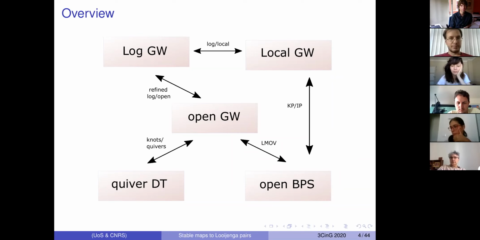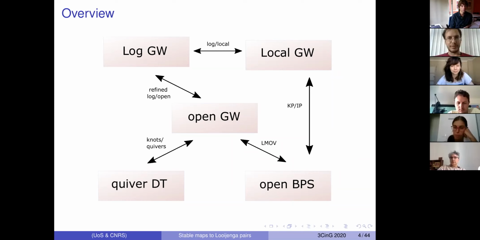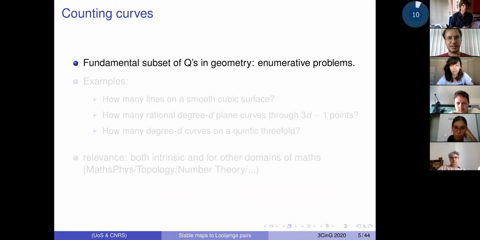Yeah, and I'll try to describe everything from the ground up. I'm going to be mindful that there will be a problem session and this is attended by students, so hopefully this will be self-contained. So let's start.